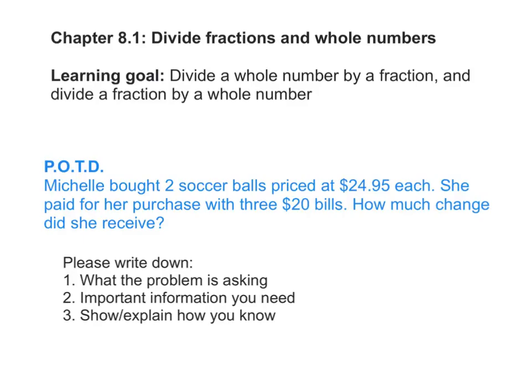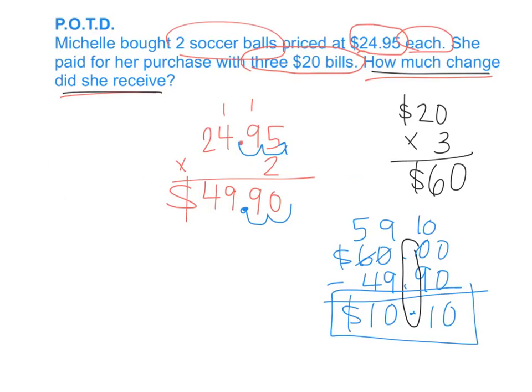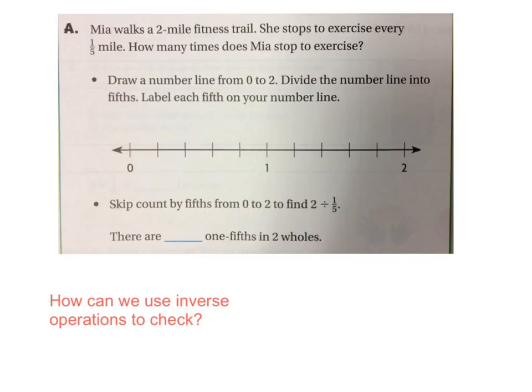So your learning goal for today by the end of math is you should be able to divide a whole number by a fraction, okay? And then also to divide a fraction by a whole number, okay? Today, remember, our goal is we are trying to divide a fraction by a whole number or a whole number by a fraction, okay? So our first problem today is about Mia.